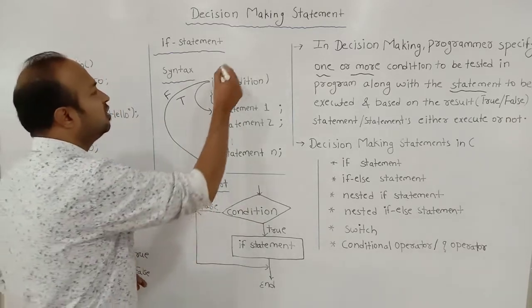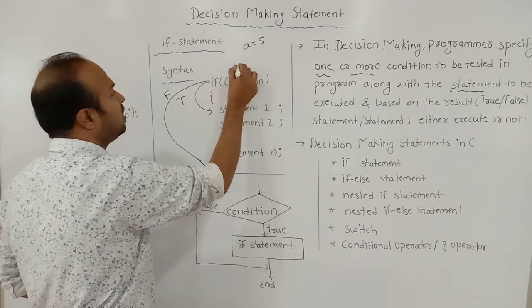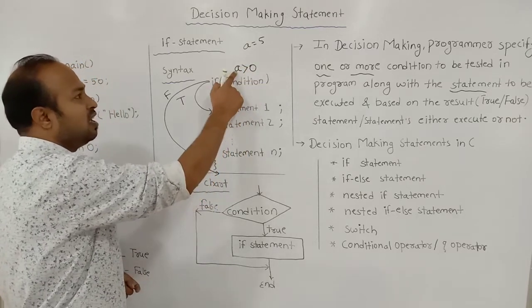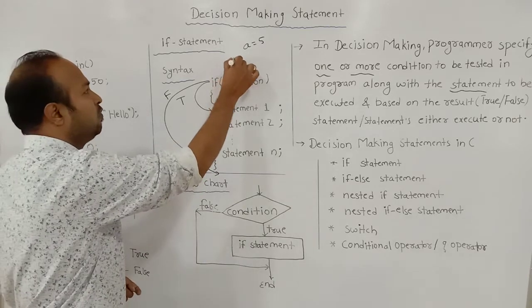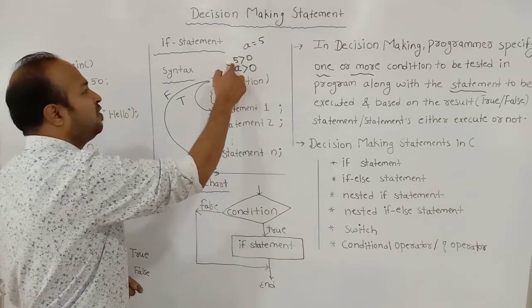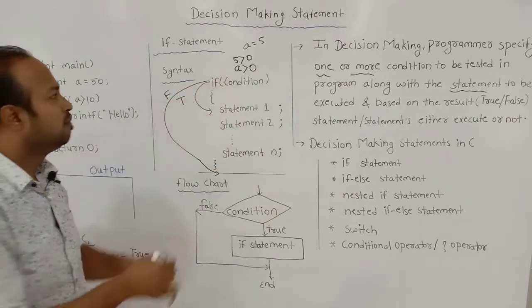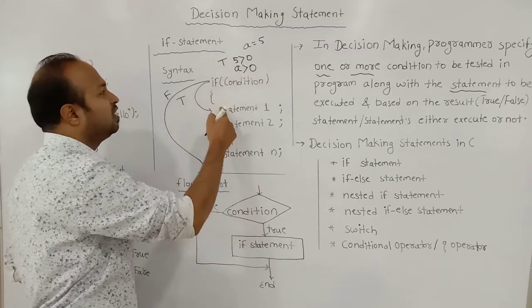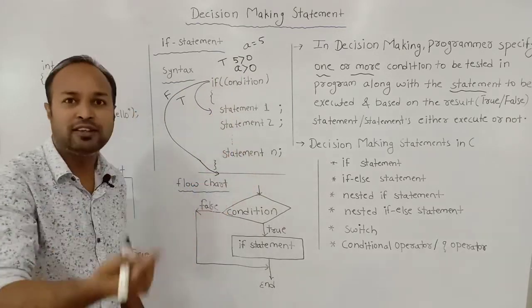Now check the condition. For example, we are taking a equal to 5 and we write the condition a greater than 0. Here the value of a is 5, and 5 is greater than 0. Means this condition is true. Means we will move inside the if, and statement 1, statement 2 up to statement n will be executed.